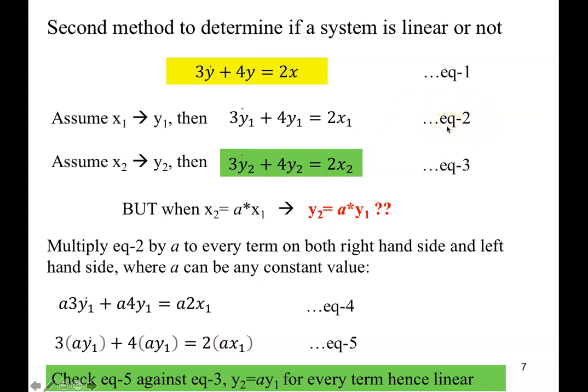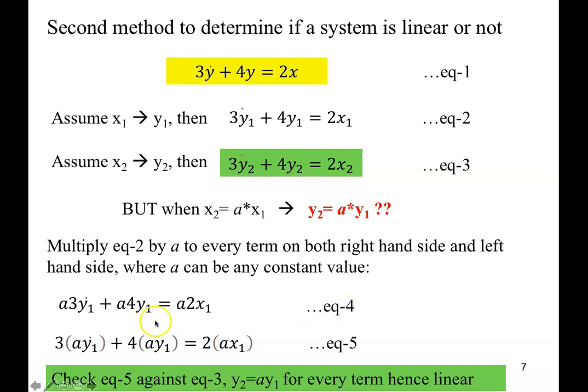That's for the x1 input and the y1 output. I'm going to multiply both sides by a factor of a. Now a is any constant. It doesn't really have to be a specific number. So multiply this by a, this by a, and this by a. Every single term has to be multiplied by a factor of a. So this becomes 3a y1 dot. This becomes 4a y1. This becomes 2a x1, which is equation number 4.